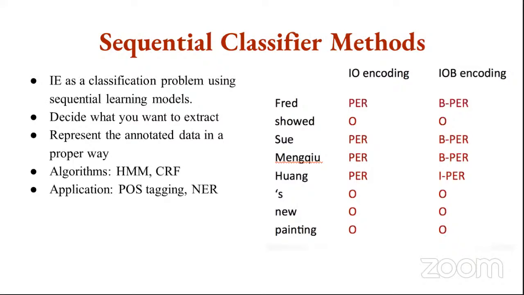So represent the annotated data in a proper way, and then use any sequence learning algorithm, because as you know, context plays a very important role here. If Sue is the B-par, then the next would be again B-par, and then the next would be the I-par. So there is a dependency on the previous tag. That's why it is called a sequence labeling task. Algorithms like CRF and HMM can be useful for solving this tagging problem. The applications are part of speech tagging and named entity recognition, which are both sequence labeling problems.